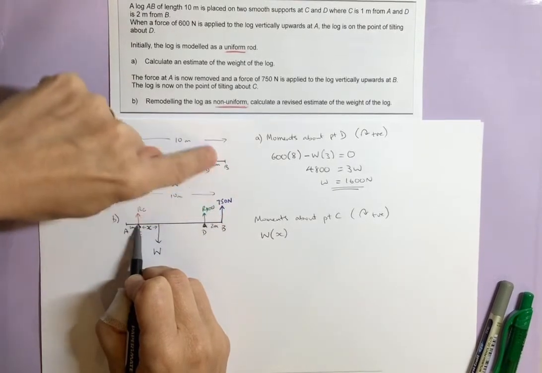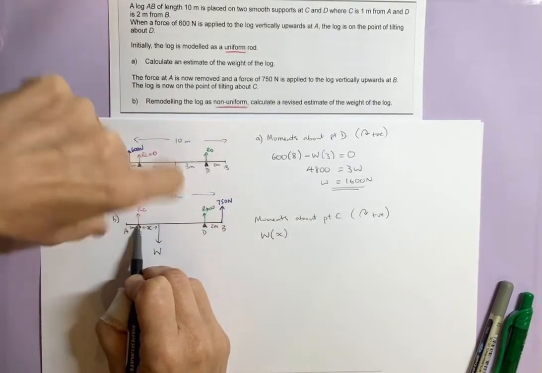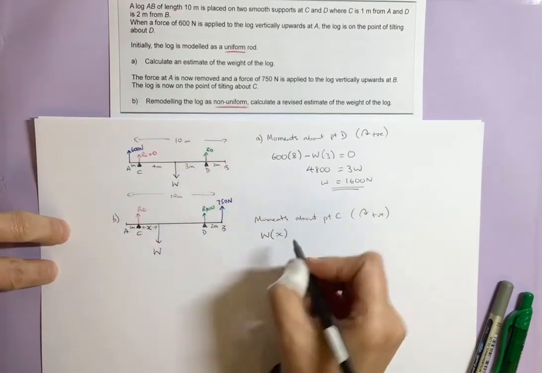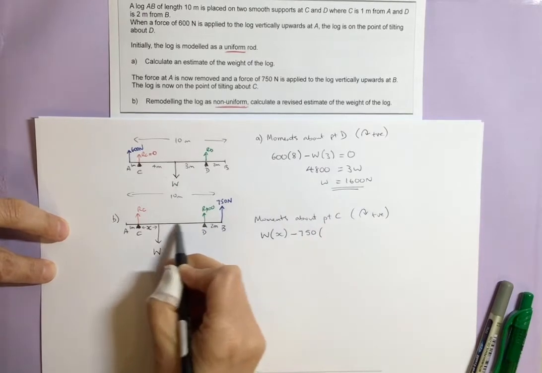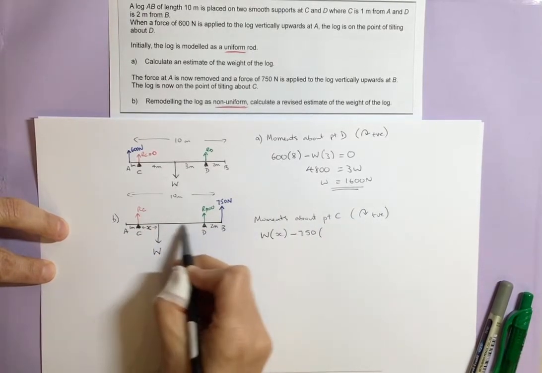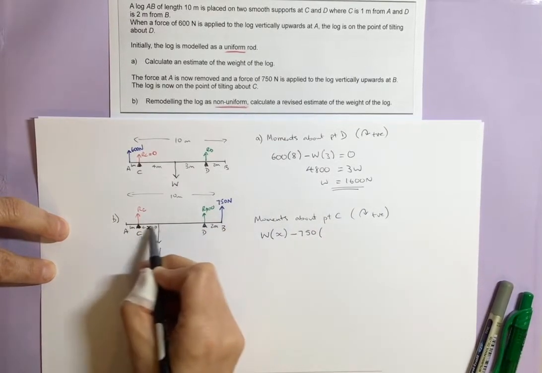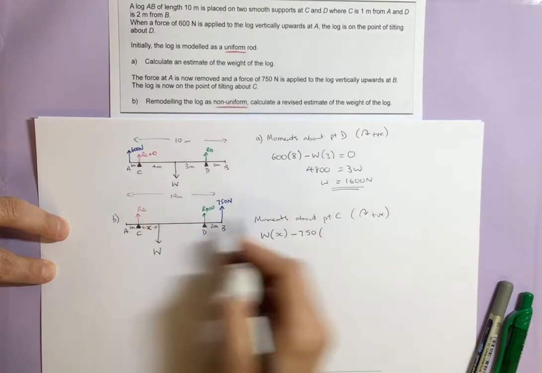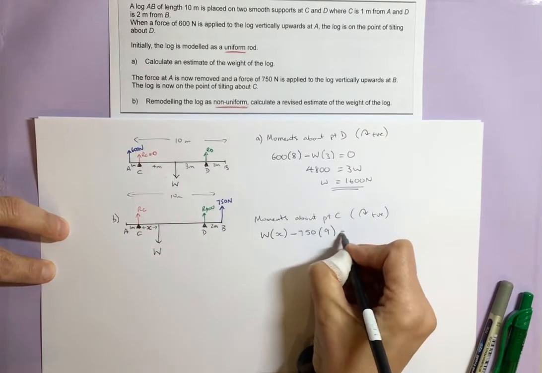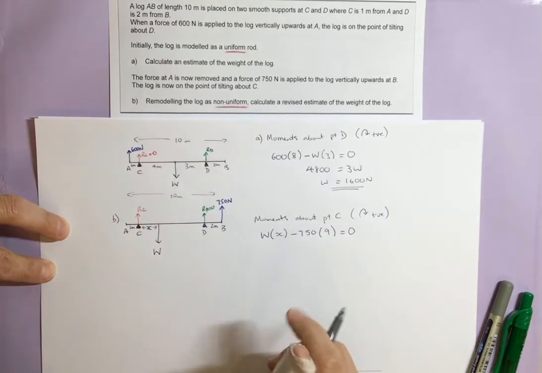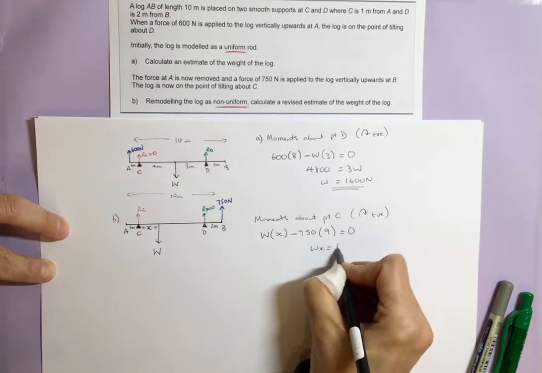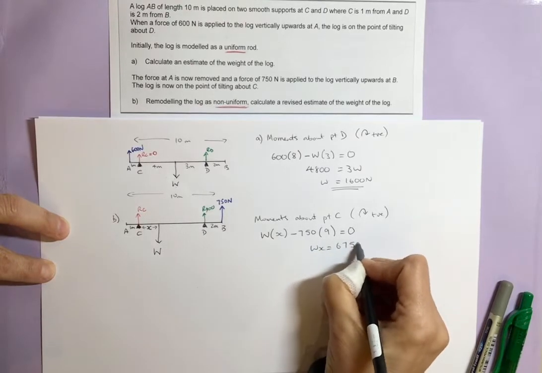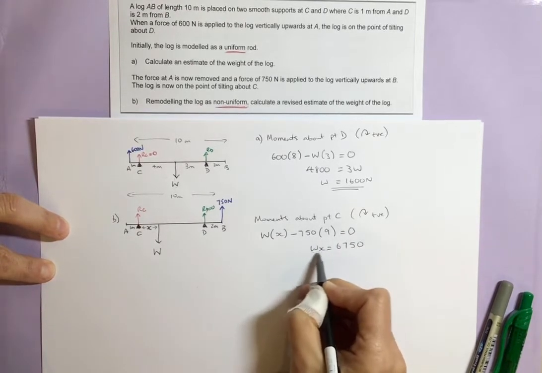The 750 then is pulling upwards, so that's tending to turn this system anti-clockwise, so minus 750. And my distance is this whole distance here to C. Well, if this is 1, that whole distance is going to be 9. And that must be 0 because it's not actually turning, it's all still in equilibrium. So WX is equal to 6,750. So I've got 2 unknowns here, 2 variables, so I need another equation.